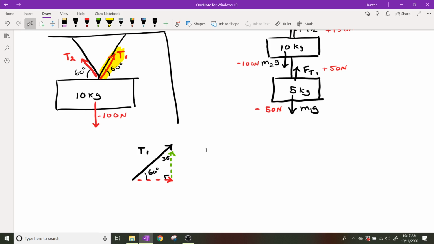I don't really have a lot of numbers right now, so how should we proceed with this? I do know that the sum of T1 and T2 have to be what? I'm going to disagree. The sum of T1 and T2 are actually not going to be 100 newtons. Change my mind.